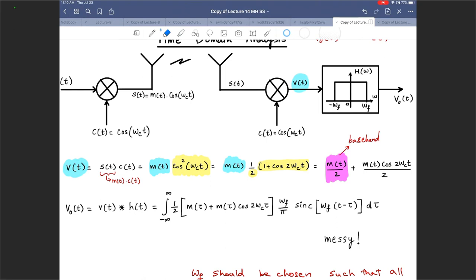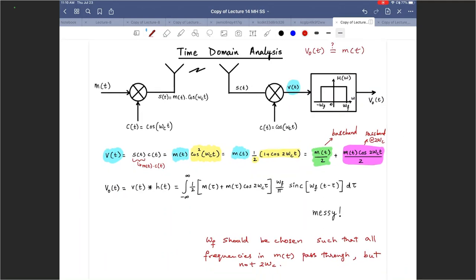I should probably reverse these. I should probably highlight this in green because that's what I'm after, and highlight this in pink so as to suggest that I can reject this, because I am not interested in M of t multiplied by cosine 2 omega ct. I am interested in as close to M of t as possible. So this is actually at passband, at twice the carrier frequency.